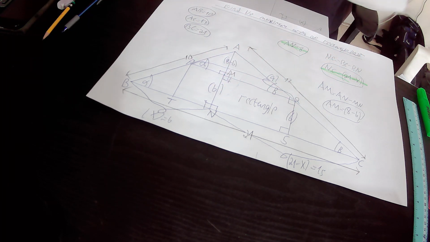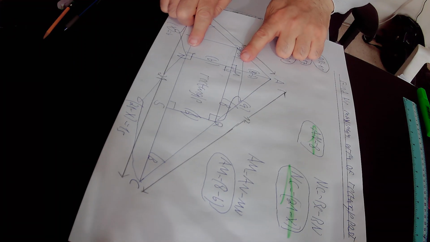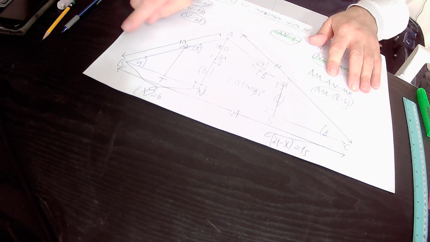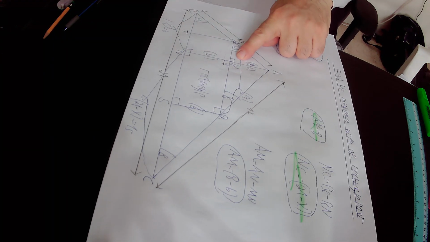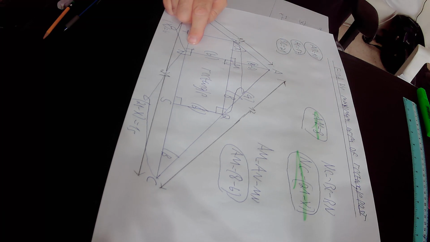By doing this construction, we created two corresponding angles, and we have the rule that corresponding angles between parallel lines are equal to each other. Those two angles are located between the parallel lines PQ and BC, and therefore they are equal to each other. But this angle equals 90 degrees according to our construction. Therefore this angle must also equal 90 degrees.